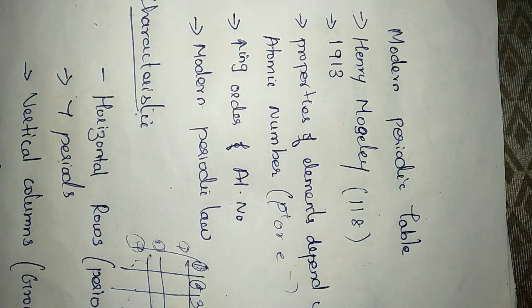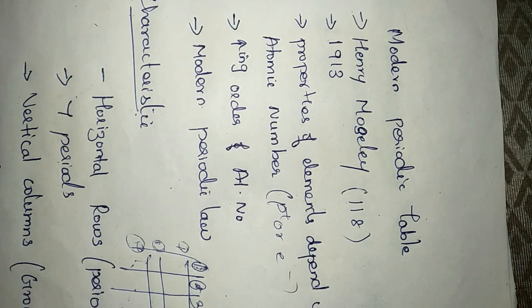The next one is Newlands' law of octaves. Octaves means what? 8. His group contains 8 elements. In that, the first and 8th elements have the same property. After the discovery of the noble gases, he couldn't follow that. So it also failed, followed by the next scientist, Mendeleev, in 1869.